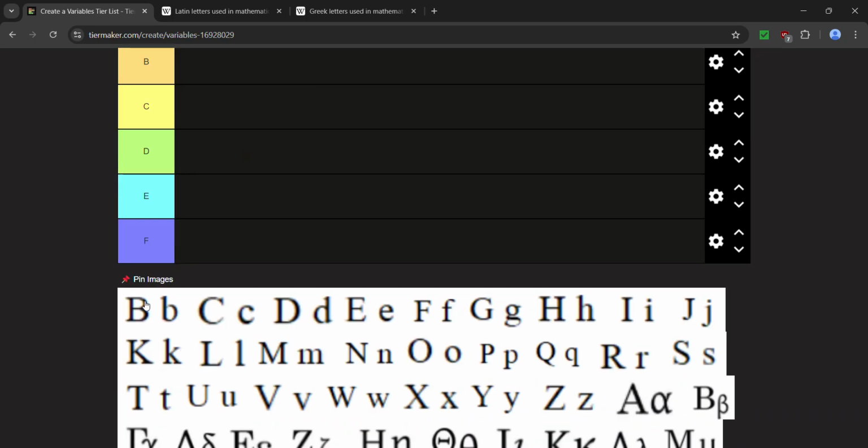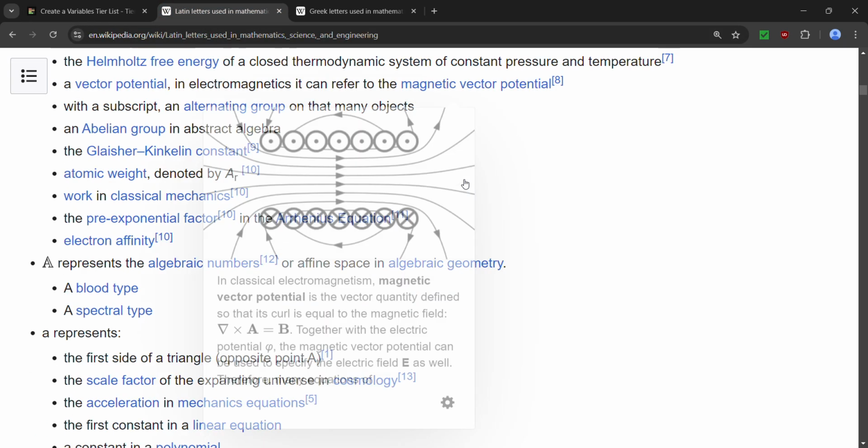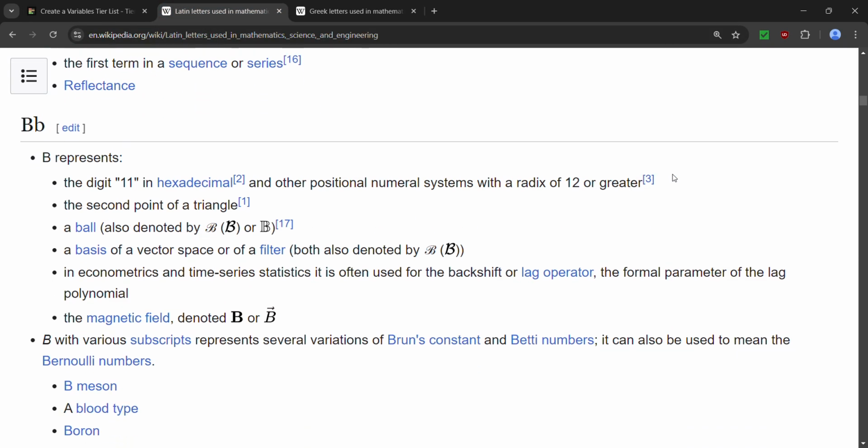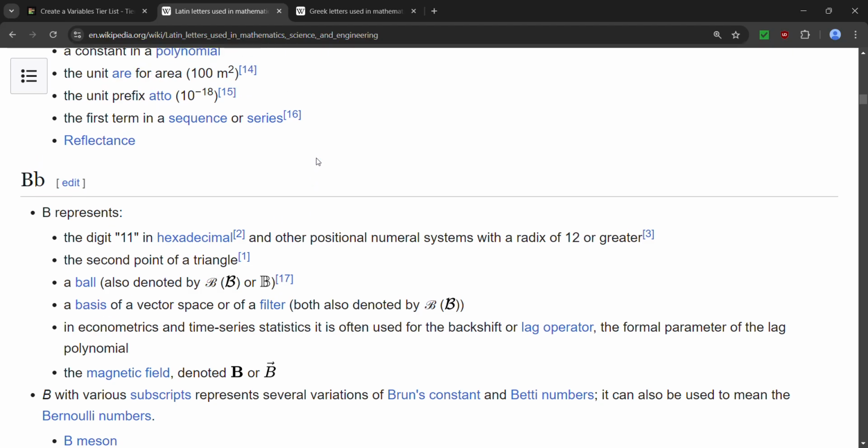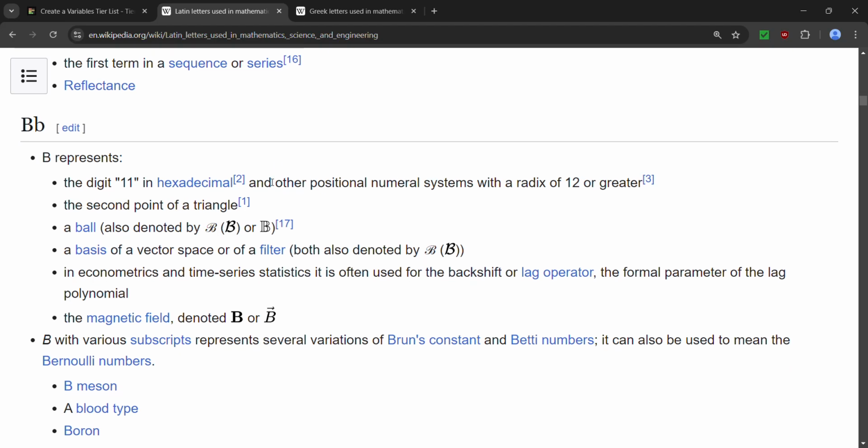Okay, so B, right? By the way, I'm sorry, I don't know who made this tier list, so sorry that the letters here are all different sizes. But let's go to B, right? Okay, we got the hex one. There's a couple trends I think we're gonna see here. We're gonna see hexadecimal all the way up until I think it's F, and then points on a triangle. This is why I'm not exactly counting these.